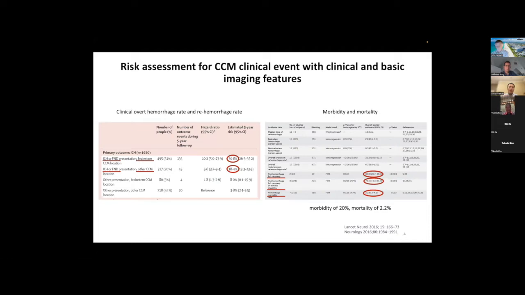It depends on different locations and presentations, but not all CCM hemorrhages lead to catastrophic or irreversible neurological deficits. As we can see in the right table, only about 40% of the CCM hemorrhages got a full recovery, and actually 80% of them got a favorable outcome with no or only mild disability. But only very few studies have focused on that. Actually, only 2 or 3 studies have data on that.